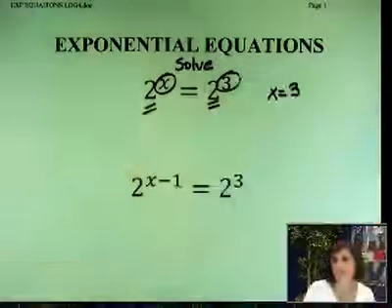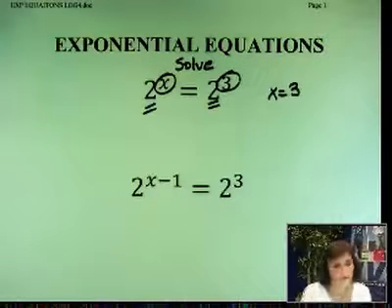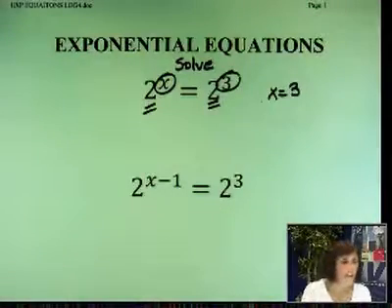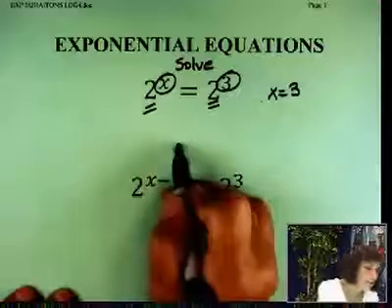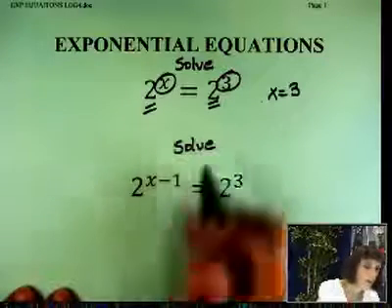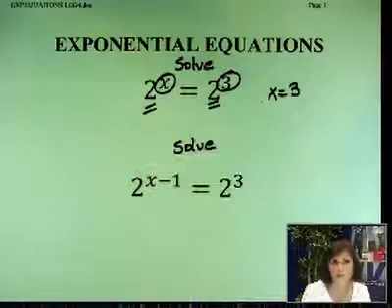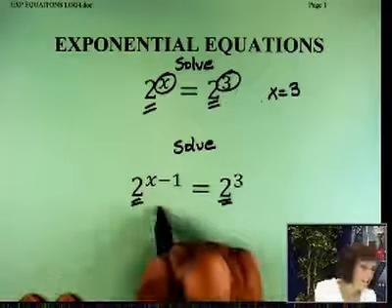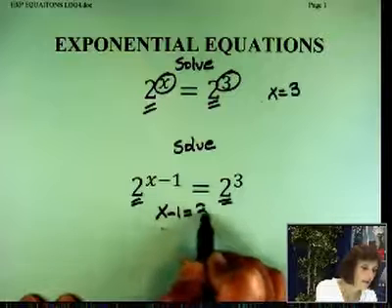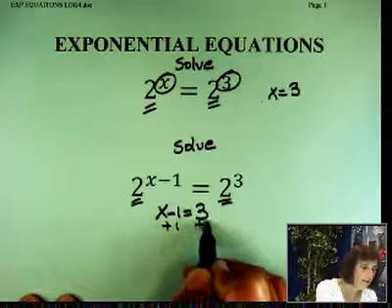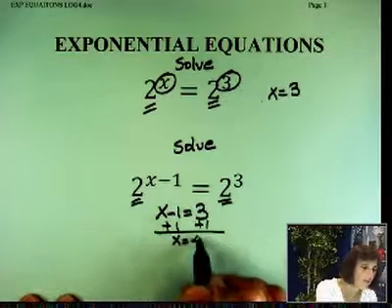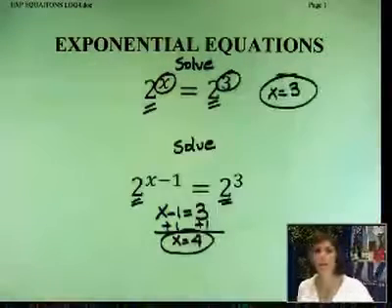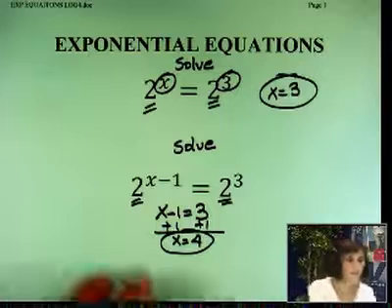And you can also go and check it if you want. If I put 3, 2 to the third equals 2 to the third. Easy enough. Here's another question. Solve 2 to the x minus 1 equals 2 to the third. If the bases match, that means the exponents have to match. x minus 1 equals 3. Add 1. That means x equals 4. Okay. Easy enough.